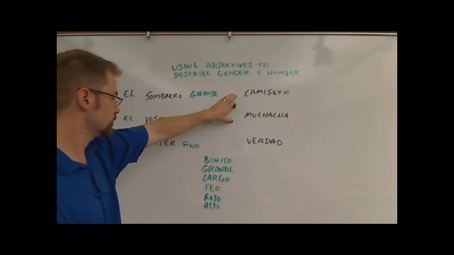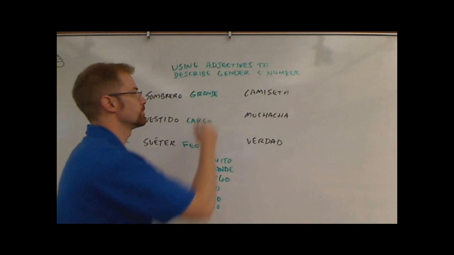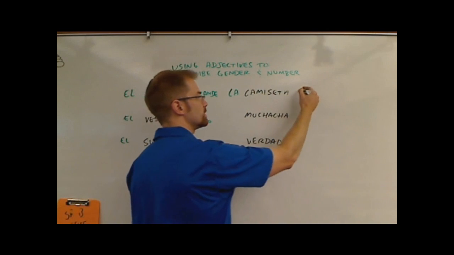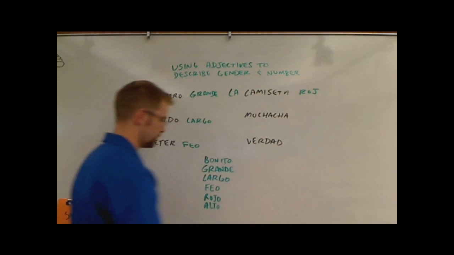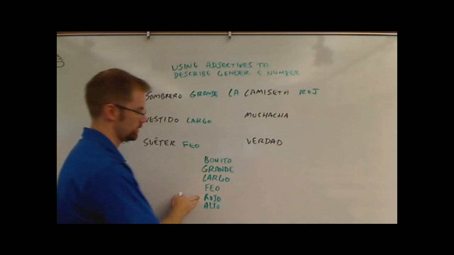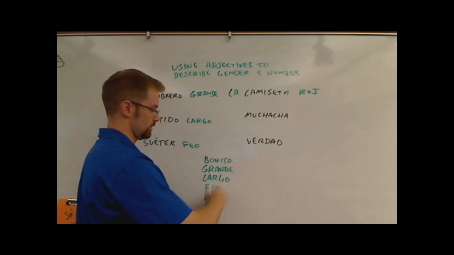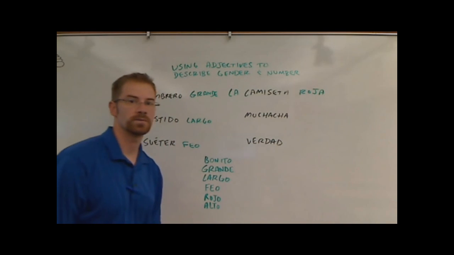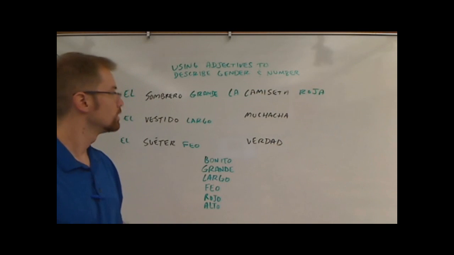So we have a t-shirt. We'll call it the red t-shirt. So the word the is going to be la because the t-shirt is feminine. La camiseta. And you'll notice over here I have red written as rojo. But now I'm describing something feminine, so I have to make this adjective feminine. To do that, I'm going to change the O to an A. So we have la camiseta roja.